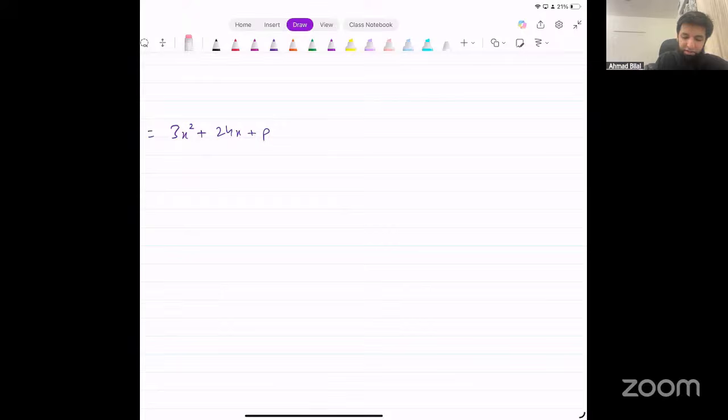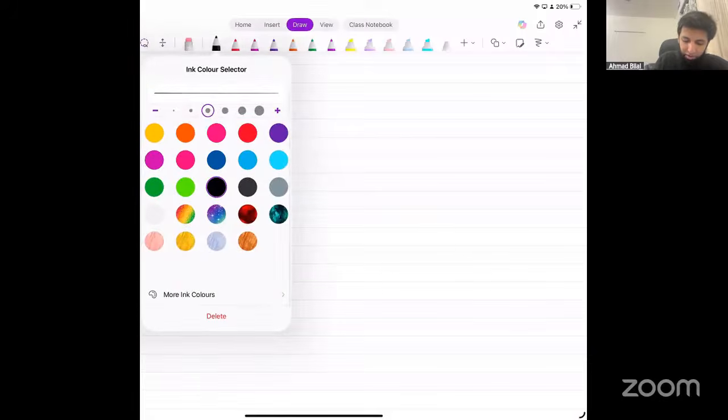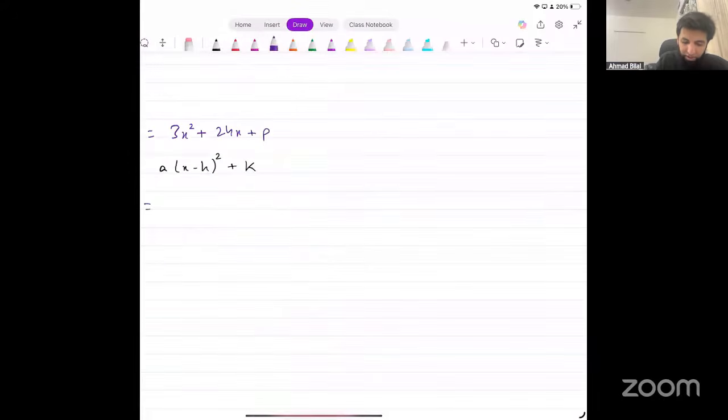Now, how do you complete the square for this? You've got multiple methods for this, right? I'll just use this one, a into x minus h whole squared plus k. Let's just input values of h and k in this. How would you do that? You can find the turning point of that function. The value for a is going to be 3. What about h and k? h equals minus b over 2a, minus 24 over 2 times 3. That gives me minus 4. That's the value for h. Input that value of h back in the function, and that gives you 3 into minus 4 whole squared plus 24 into minus 4 plus p.